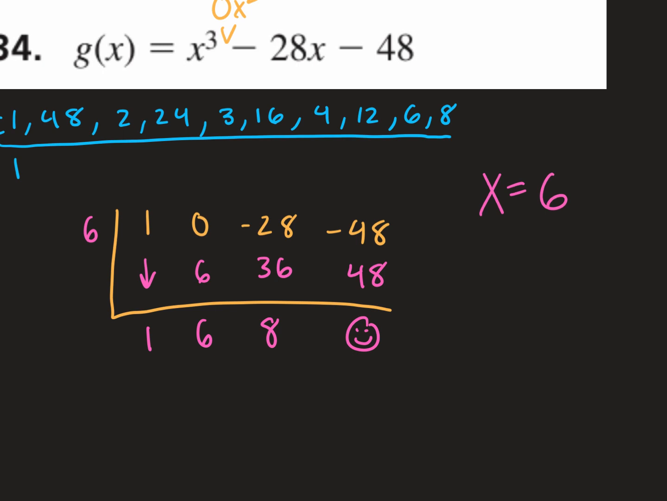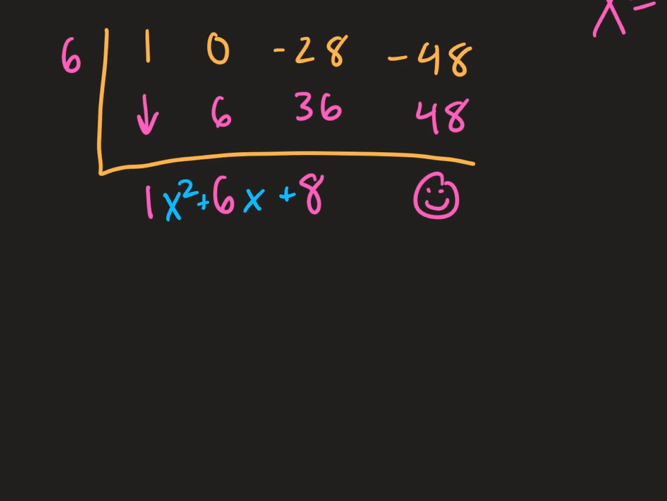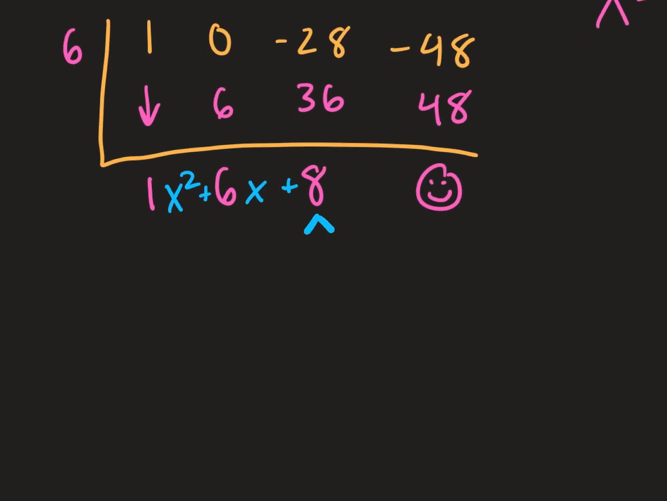You could use the last over first again, or we can see if this will factor. So if my question started with x to the third power, what's my answer here going to start with? X squared plus 6x plus 8. And let's see if it factors. What are 2 factors of 8 that add to 6? 4 and 2. So I have x plus 4, x plus 2.